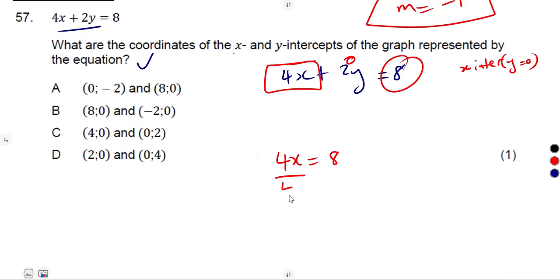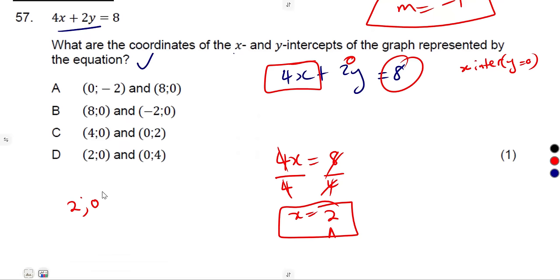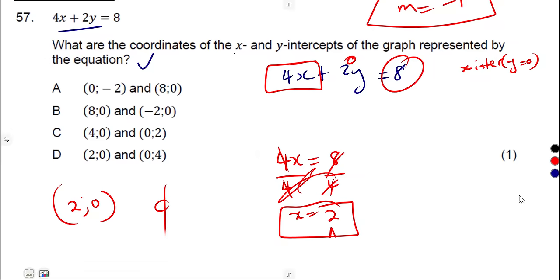So what is the x value? Simply divide by 4. By 4, you solve for x. So x is what? It is 2. So our x-intercept is on a condition where x is 2. That's 2, 0.